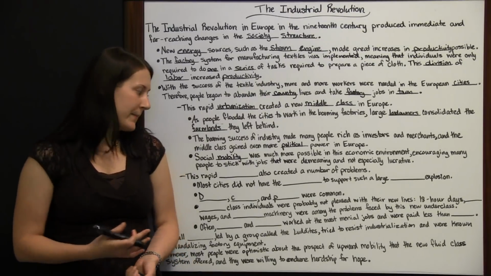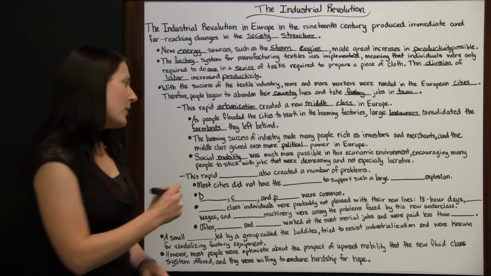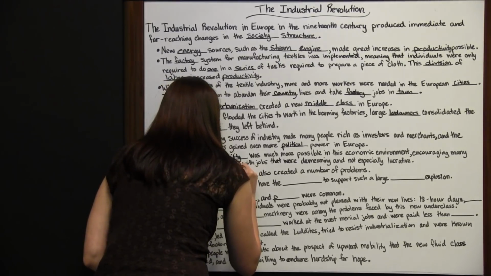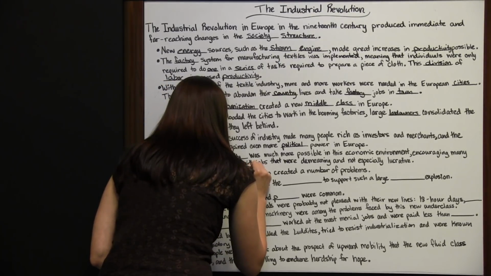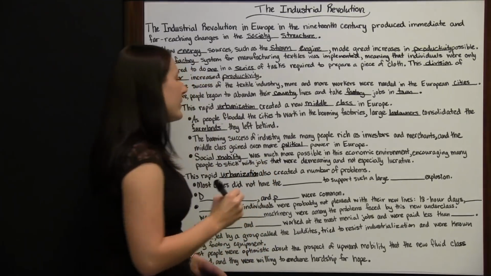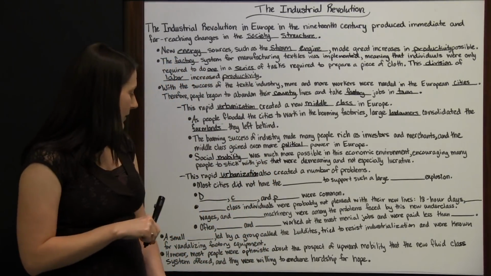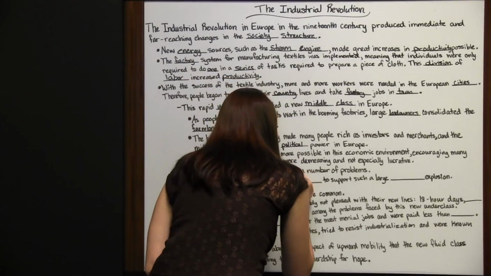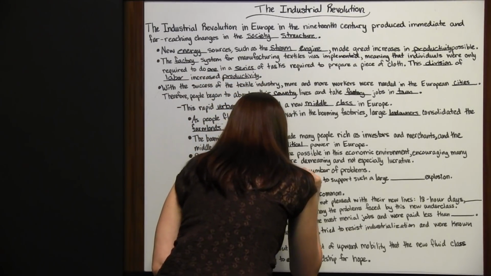This rapid urbanization also created a number of problems. So many people moving to the city at once would create some problems. First of all, most cities did not have the infrastructure to support a large population explosion.